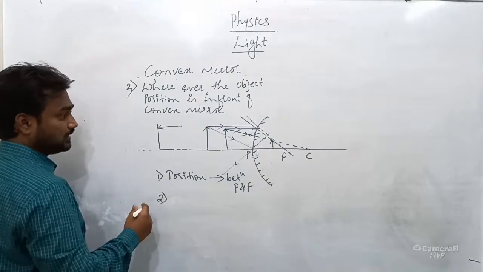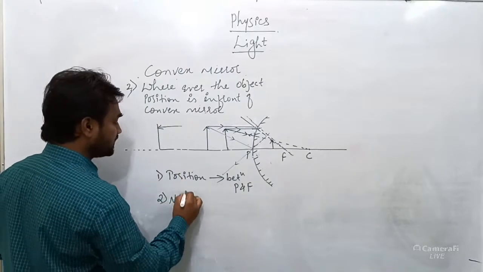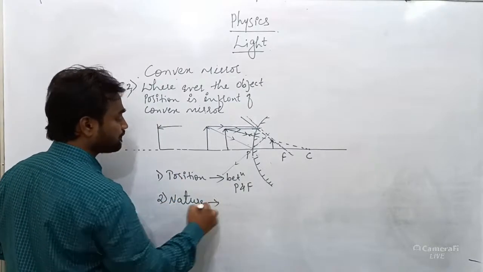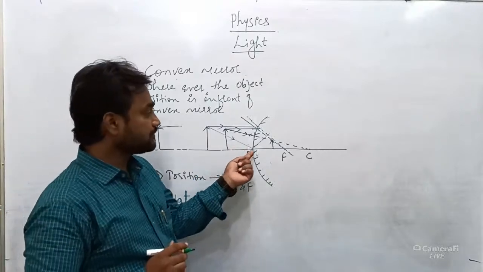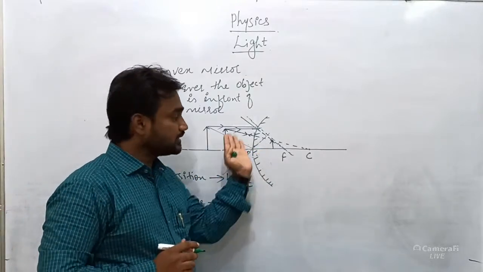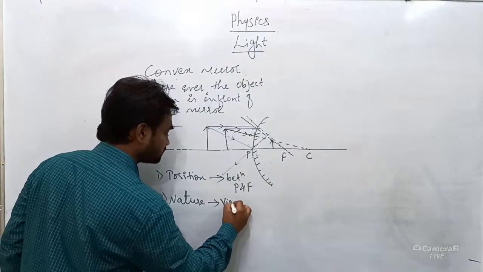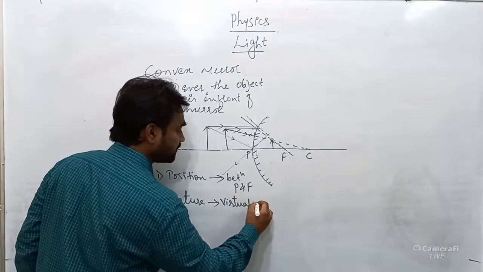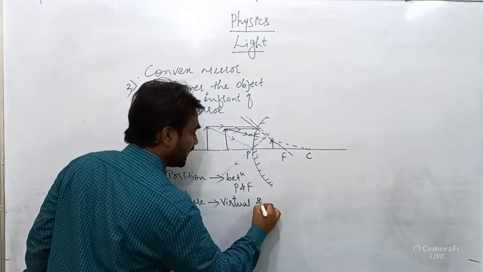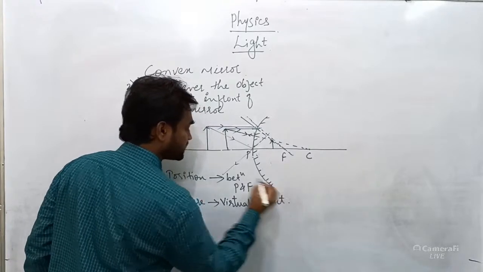And the second one is nature of the image. So what is the nature of the image formed here? Nature of the image formed is virtual, because it is behind the mirror. So virtual and erect. So all virtual images are erect, virtual and erect.